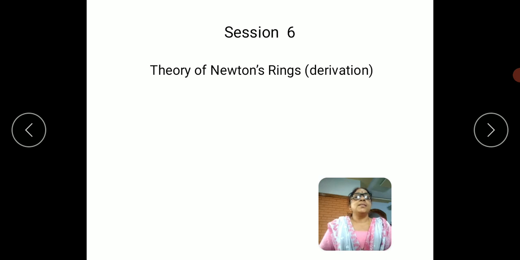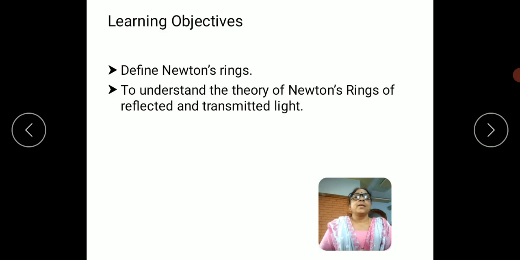Session 6 consists of the theory of Newton's rings and the derivation of the diameters of the rings. The learning objective of this session is to define Newton's rings, to know Newton's rings, and to understand the theory of Newton's rings of reflected and transmitted light.